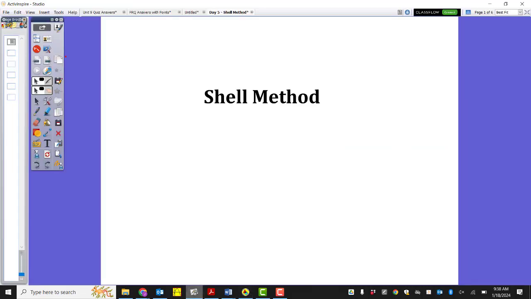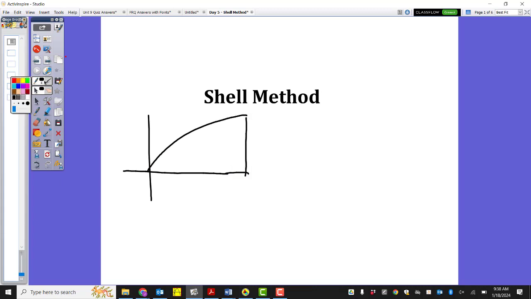Okay, so let's talk about the functionality of this. Let's take that same picture we had, where we have the square root function and a single shell here. So this is an infinitely thin slice that is being revolved into 3D space to create this shell. That's what we're creating.